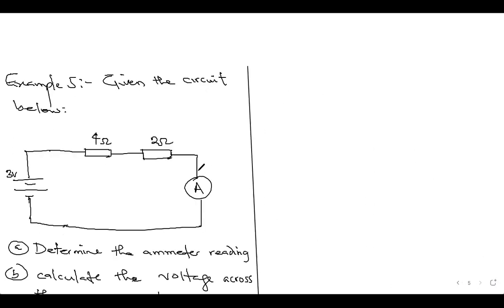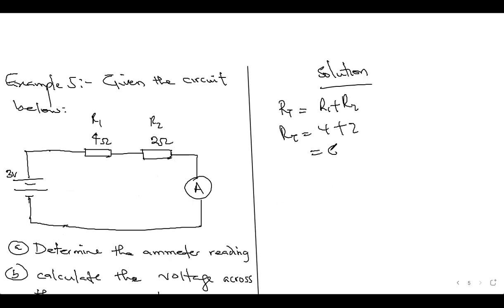Then the last example, you have this circuit and you have to determine the ammeter reading. So the ammeter reading basically is the current that is flowing, because the ammeter will read the current. You have 2 resistors in series. If this is R1 and this is R2, then the total resistance will be R1 plus R2, which is 4 plus 2, which is 6 ohms. Now I have RT at 6 ohms. I can calculate the current. I will be V over RT from Ohm's law, and that will be 3 over 6, which is 0.5 amps. So I have the current at 0.5, which is the first part.